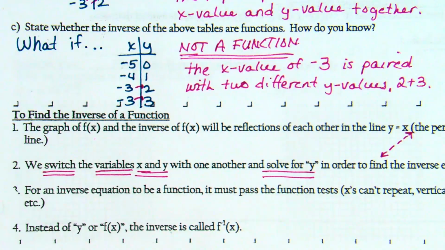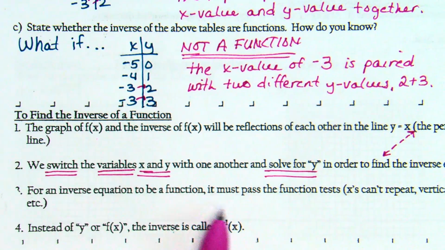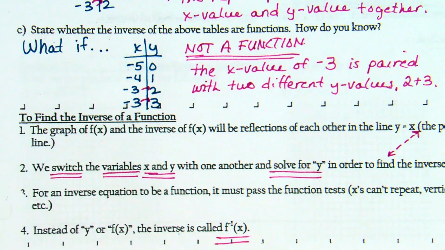We're going to talk about how to know if it's a function. We'll talk more about that on the back side. So for an inverse function to be a function, it must pass the typical function test. Like the idea that the x's cannot repeat or the vertical line test, those are the type of things it has to pass. And then point 4, once we're done finding the inverse, instead of writing y equals or f of x equals, we're going to use the f inverse notation, which looks like f to the negative 1 of x. Okay, that's what I'll use for inverse notation.